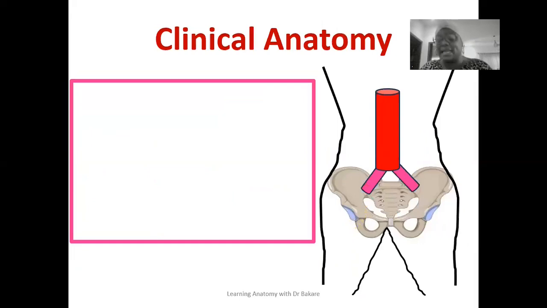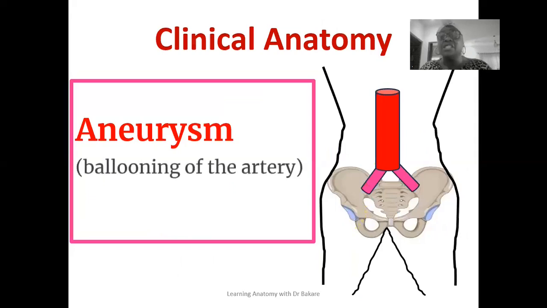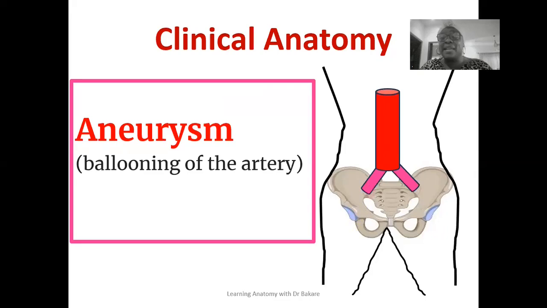So let's look at clinical anatomy. The clinical anatomy I would want to highlight is aneurysm. Aneurysm is bulging of the wall of the artery. Where you have an enlargement leading to a ballooning of the wall of the common iliac artery, this is what is presented here in this image, and this is what is referred to as aneurysm. Aneurysm can rupture and can lead to internal bleeding.